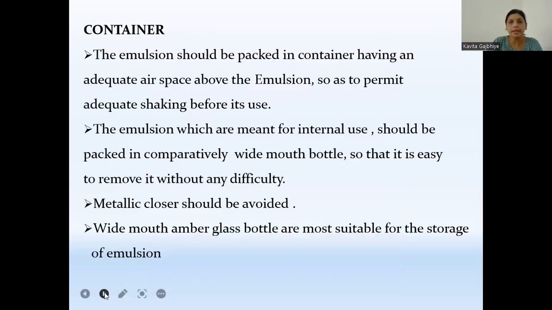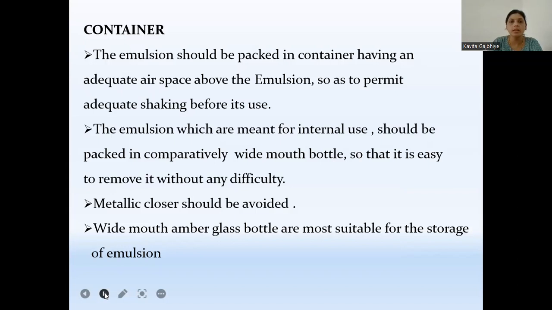Now, what are the containers that we can utilize for storage or proper packaging of an emulsion? It should be packed in a container having adequate air space above the emulsion so as to permit adequate shaking before use. Yes, generally this is the direction written on the label of the emulsion bottle, and you have seen it in marketed formulations also: shake well before use. So it should have a proper space for proper shaking of the content present in the bottle.